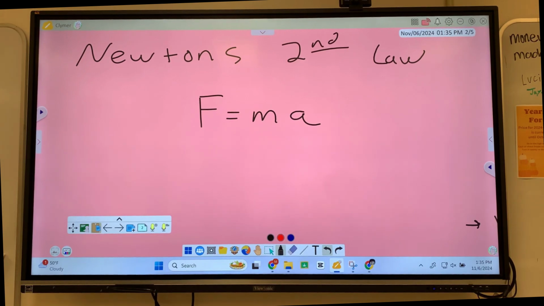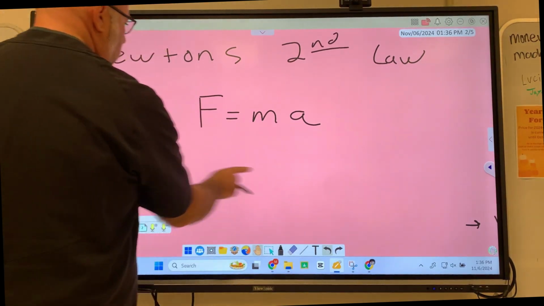Force equals mass times acceleration. And what Newton's law basically states is, for any given force on any given mass, the acceleration is related to that. And in this case, the acceleration is inversely proportional to the mass. And we're going to see that next.